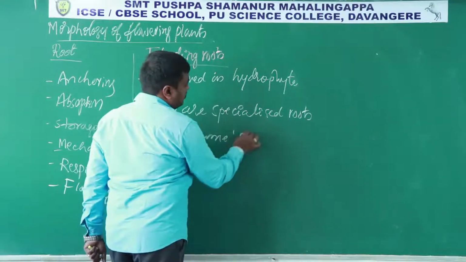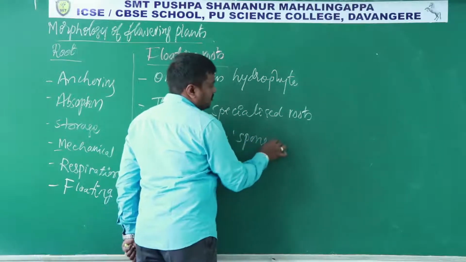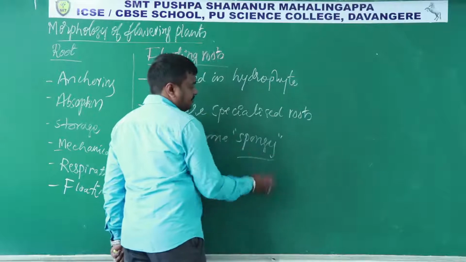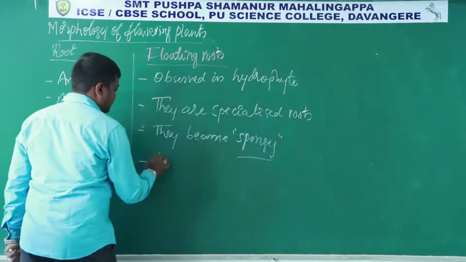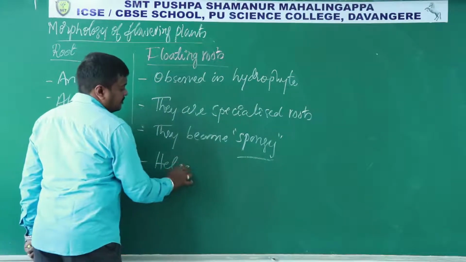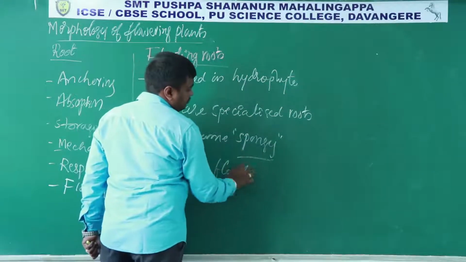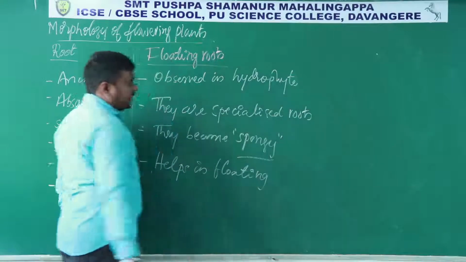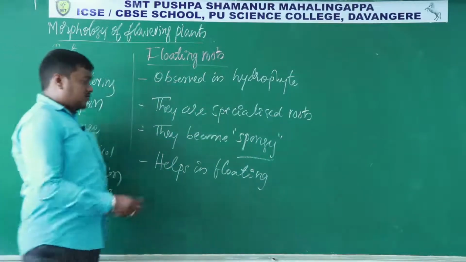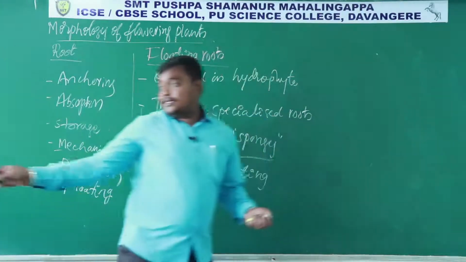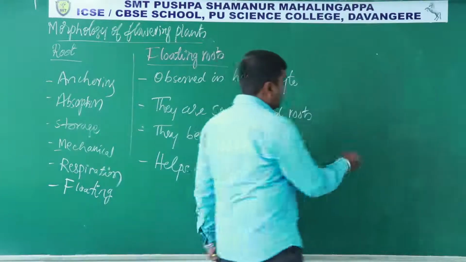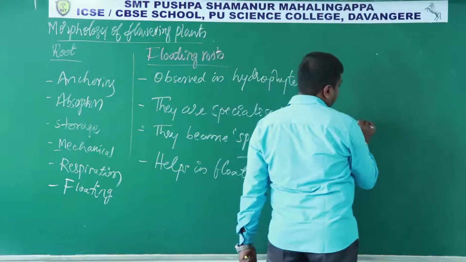They become spongy. Helps in floating. Floating help ಮಾಡುತ್ತೆ. Okay, so ಯಾವ ಥರ ಅಂದರೆ in some plants like Jessia ಅಂತ ಒಂದು ಪ್ಲಾಂಟ್ ಇದೆ.